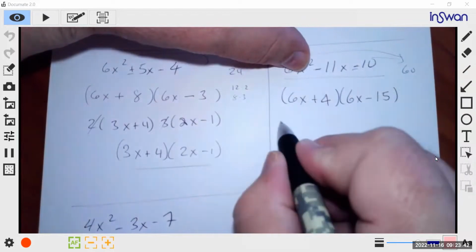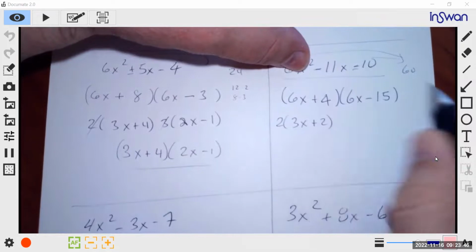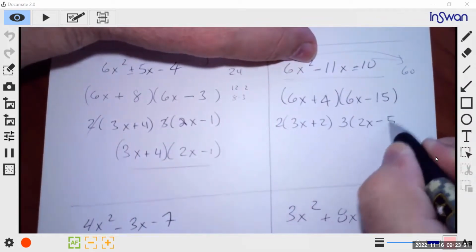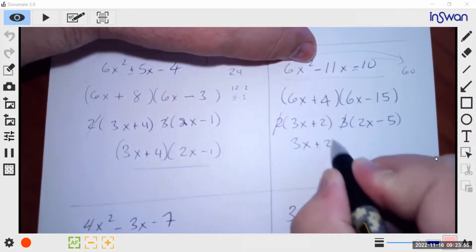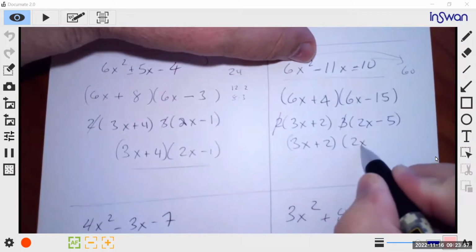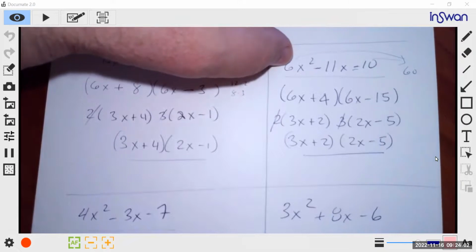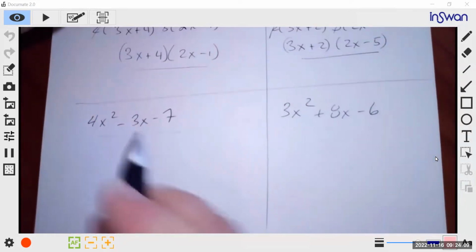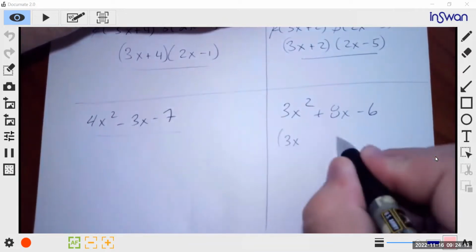What does the first one have in common? 3x plus 2. And the second? Get rid of those. There's. And this one. I'll go ahead and finish this last one for y'all.